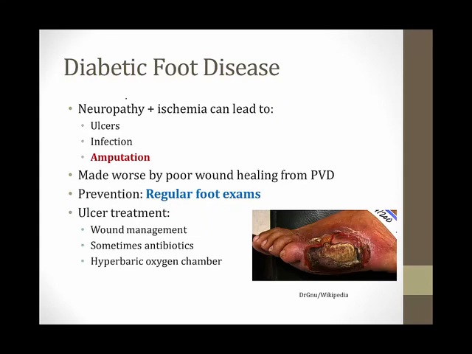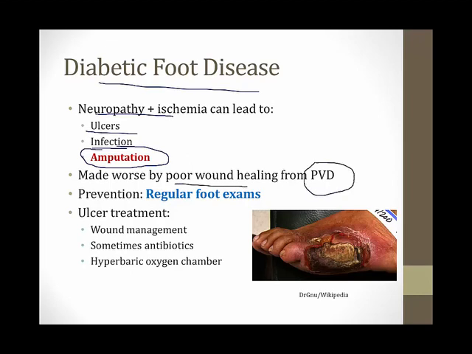I told you before that diabetics can develop peripheral vascular disease, which leads to poor blood flow to the feet. When that is combined with neuropathy, this creates a big problem known as diabetic foot disease. Because of the neuropathy, diabetics do not feel small cuts and injuries to their feet, and then the poor blood flow does not allow those wounds to heal. So neuropathy plus ischemia can lead to ulcers on the foot, infection of the foot, and potentially this can lead to amputation. And all of this is made worse by the poor wound healing from peripheral vascular disease.